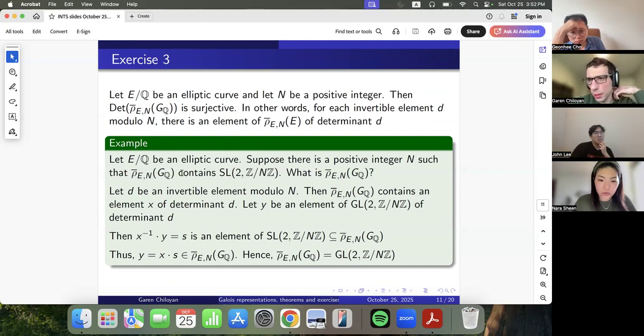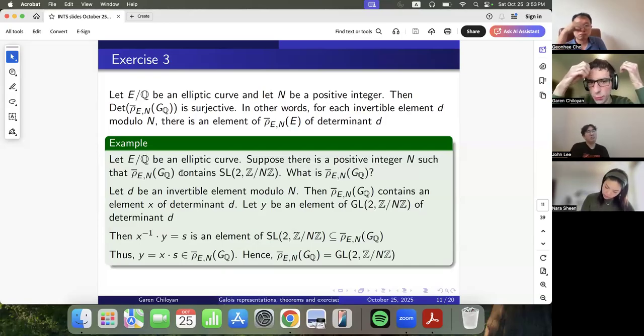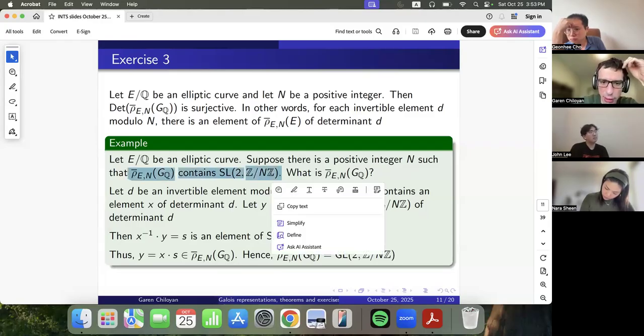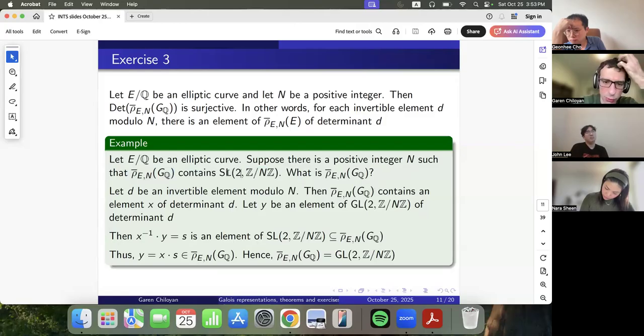This comes up in a very important question called Serre's uniformity question, where you break down the maximal possible groups that an elliptic curve can have. One such case is when the elliptic curve's image contains SL2 of Z mod NZ, and therefore the image is the whole group.